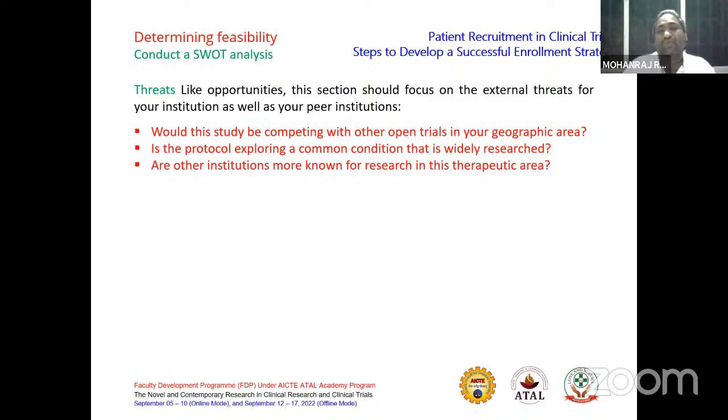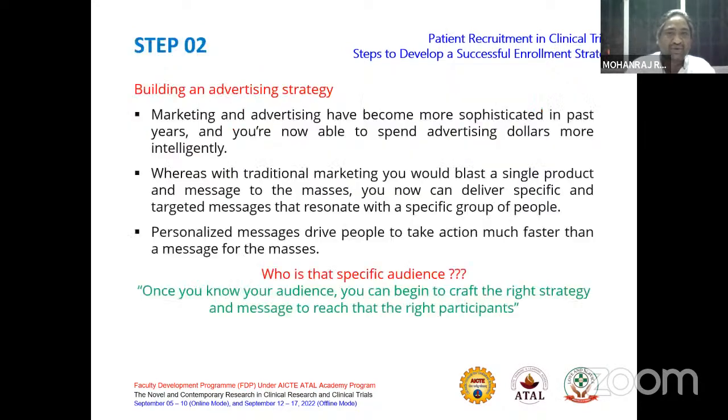So with this, we can make sure that the research will be feasible to perform, thereby the recruitment strategies can be increased or developed. And parallelly, another important step we have to focus on is building an advertising strategy. Why? Because whatever groundwork we do in making the protocol more feasible, to whom is this going to be made?